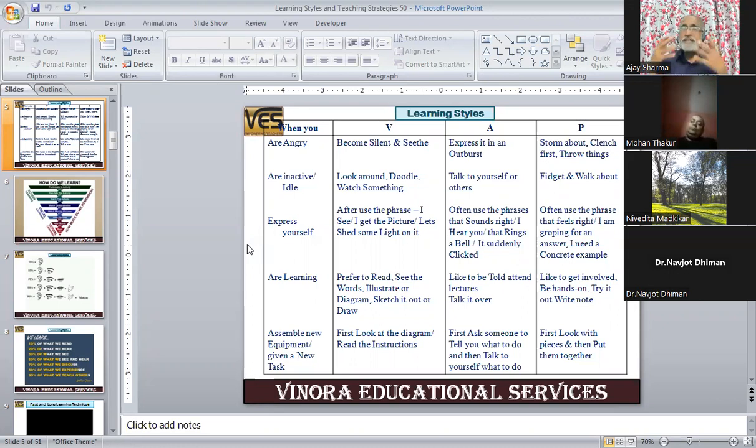They prefer to see the things, the words, the paragraphs, because they can learn only by seeing visually. If it is illustrated with a diagram or a sketch or even a picture, sketch it out, they draw it, and then they will recall it.